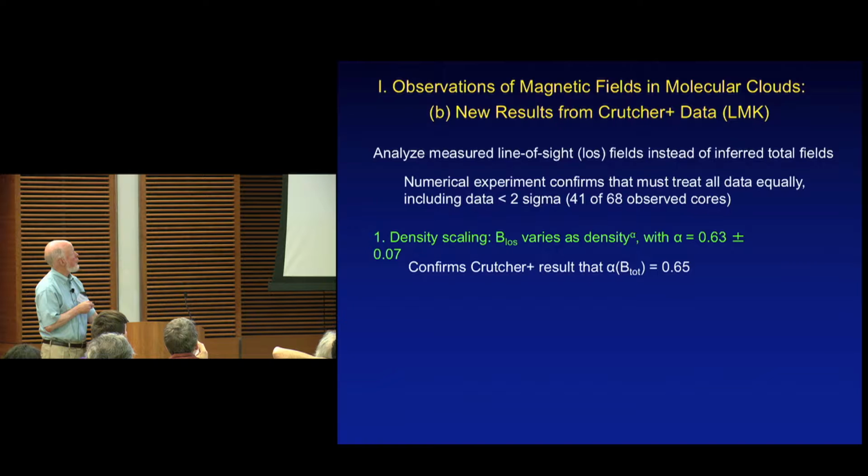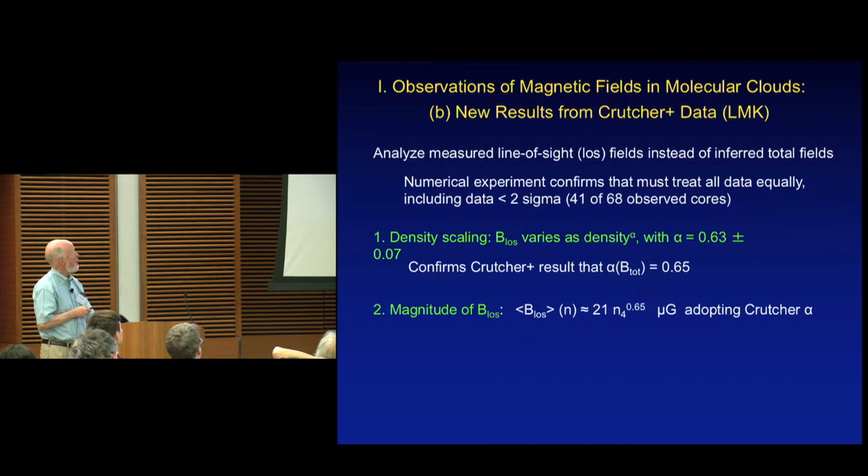And the first thing we did is we confirmed their result. The line of sight field also varies as the density to a power. That power we found was 0.63 plus or minus 0.07. So that's very consistent with their result. But we can then find something else. We can actually put in the coefficient in the proportionality. The average line of sight field is 21 times the density, this is hydrogen density in units of 10 to the 4th, to the 0.65.